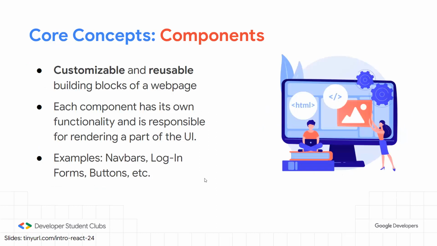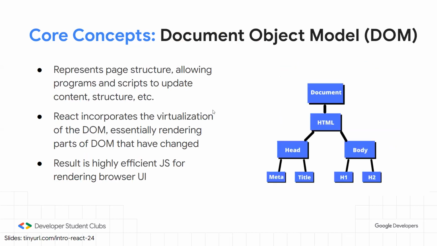Components are customizable and reusable building blocks of a web page. This can include navigation bars, login forms, and buttons, and each component has its own functionality and is responsible for a part of the interface. There are five main concepts. This is the second one, the document object model. It represents page structure and allows programs and scripts to update content. I like to think of it as live updating. It's not necessarily that way, but if any part of the document object model is changed, that will update, and then you can see it in the user interface.